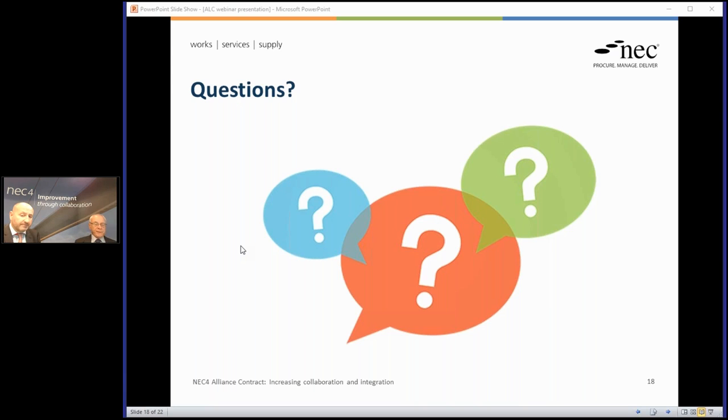Another question: is this designed for construction and services? It's primarily designed as a construction contract, in that it's a project or a programme of work, we have start dates, we have completion dates.